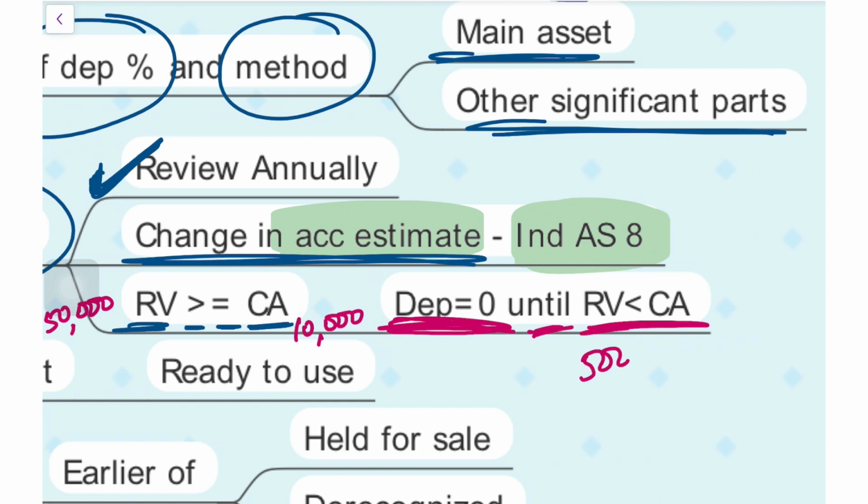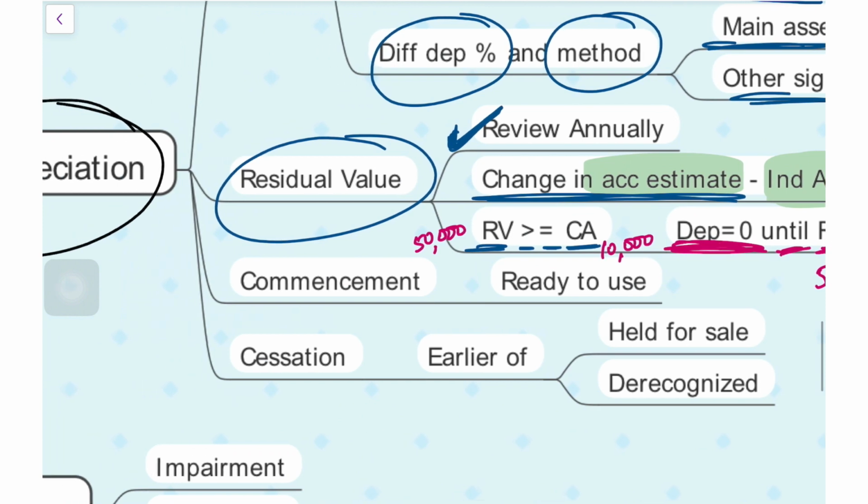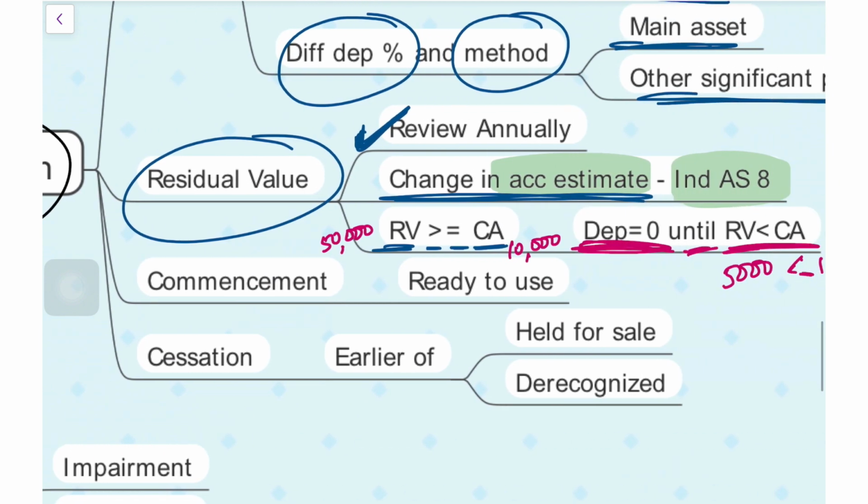Okay, suppose what happens in the next year revaluation, your residual value becomes 5,000, whereas your carrying value still stands at 10,000. So in such a case, now you can start depreciating again. But until and unless the residual value is less than the carrying value, you need not depreciate it. Okay? So I hope you understood that also.